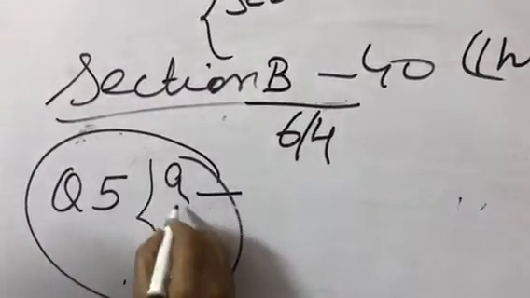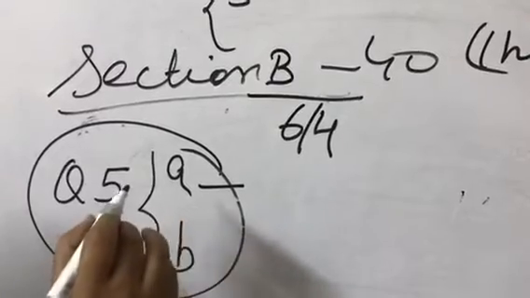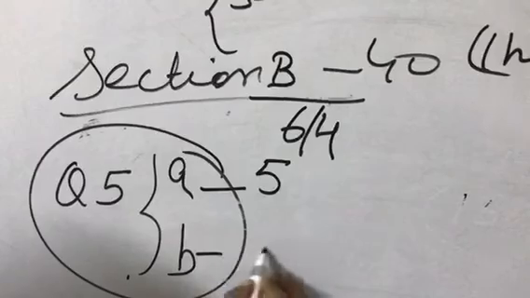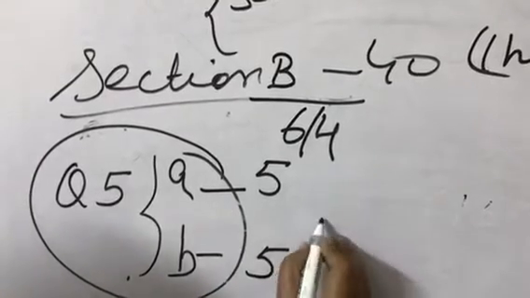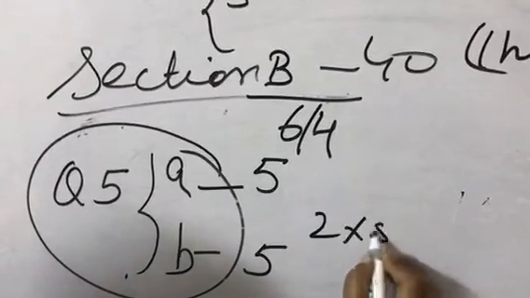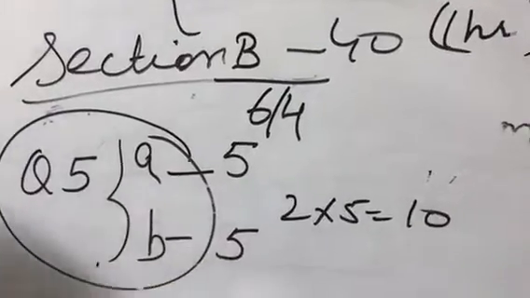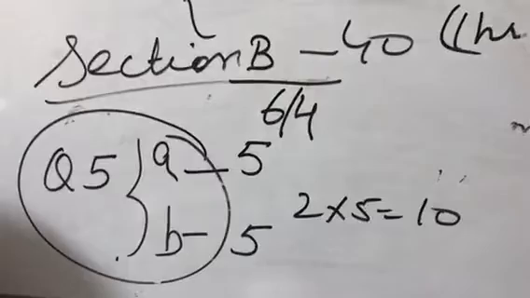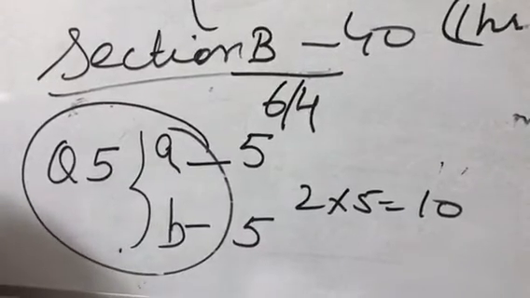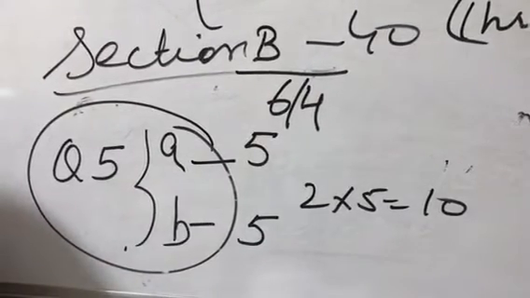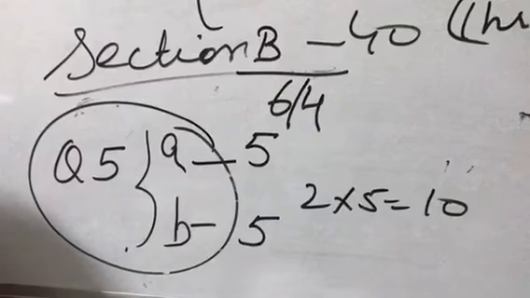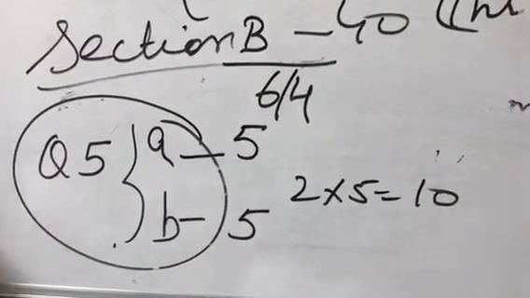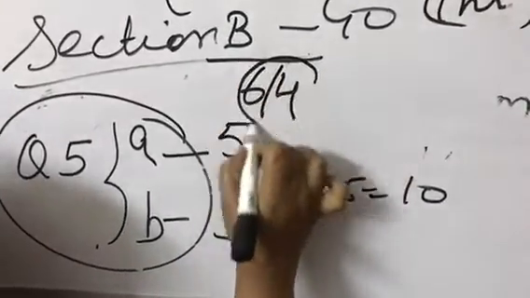In Section B, question number 5, part A will have 5 marks and part B will have 5 marks. So it is going to be 2 into 5, 10 marks. Like in Section A, each question was further divided into 5 subparts, and in Section B, we are going to have 2 parts for each question, and each part is going to be for 5 marks, right?